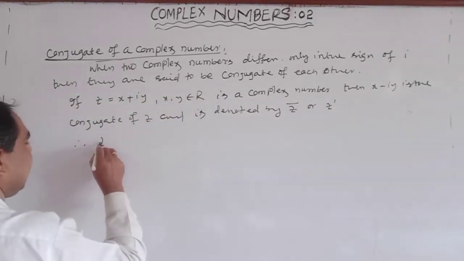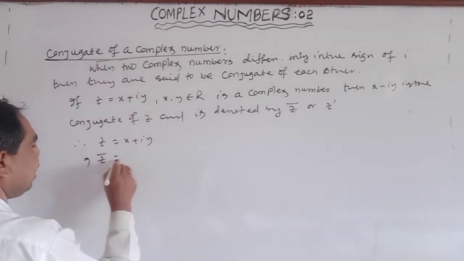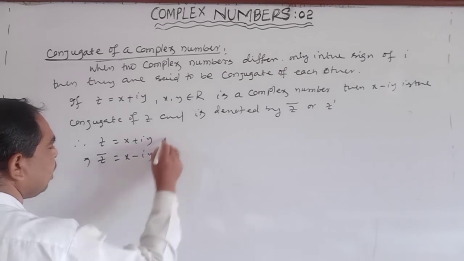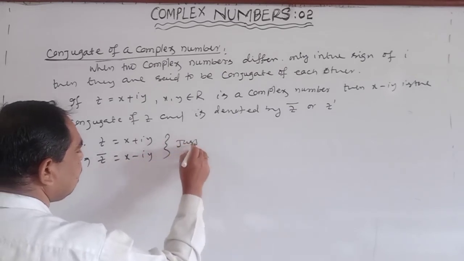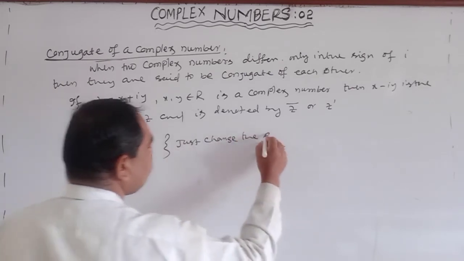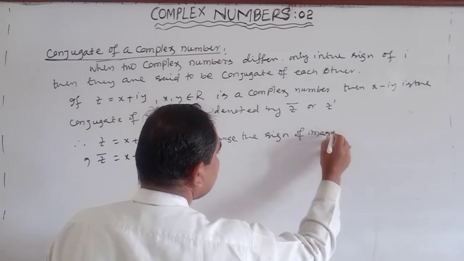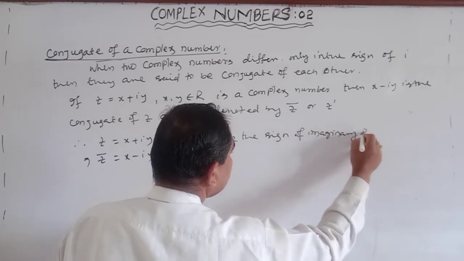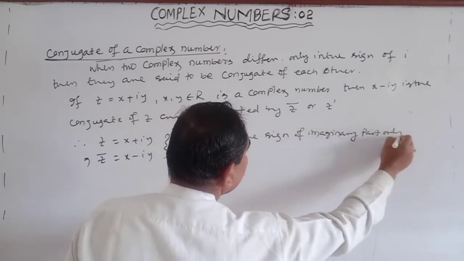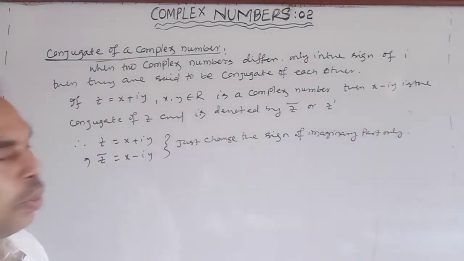Therefore z is equal to x plus iy. This implies z bar is equal to x minus iy. Just change the sign of the imaginary part only.